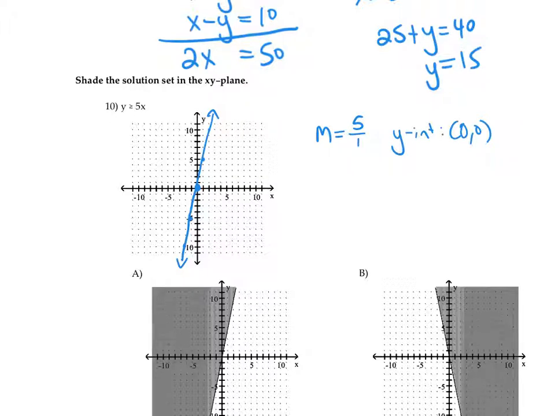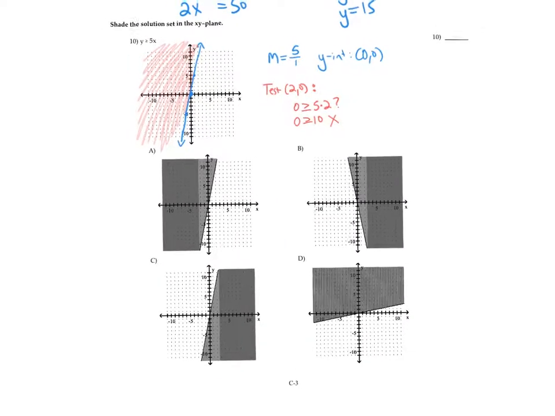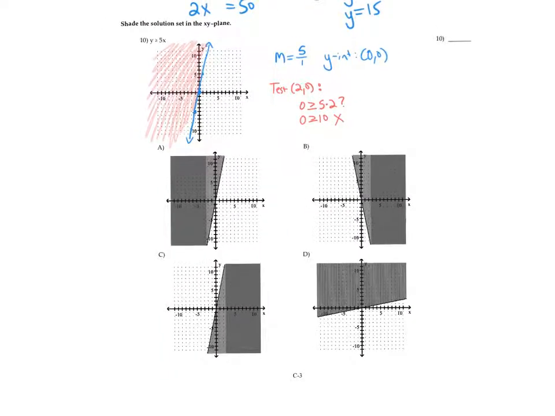Now I'm going to test a point. I can't test 0, 0 because that's on the line. So I'll test, let's do 2, 0. When I test 2, 0, I get 0 is greater than or equal to 5 times 2. 0 is greater than or equal to 10, which is false. So I don't shade on the right side where 2, 0 is. I shade on the left side. And when I look at my answer choices, I say that must be answer choice A.